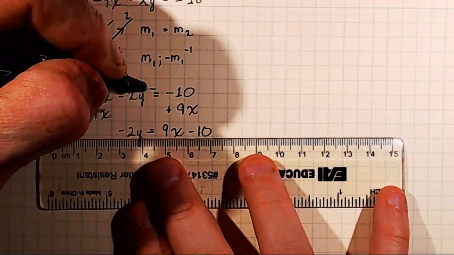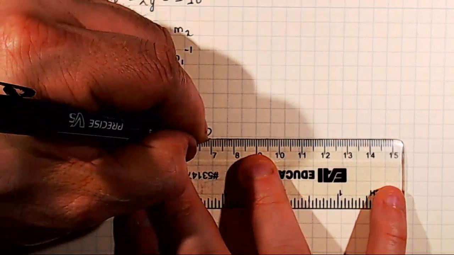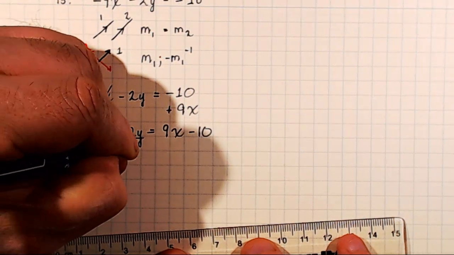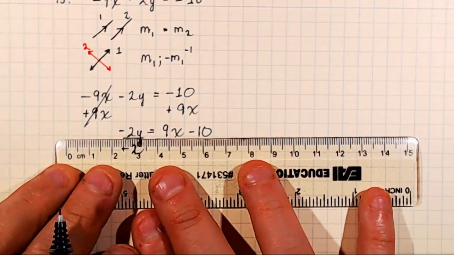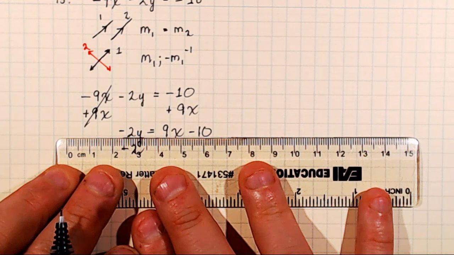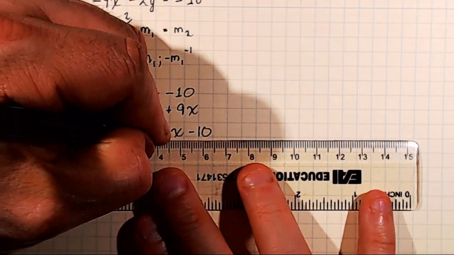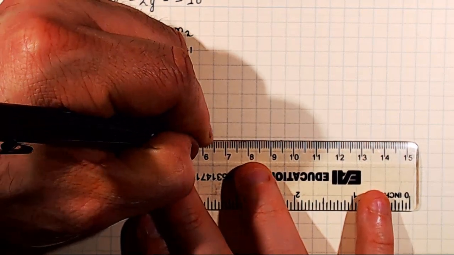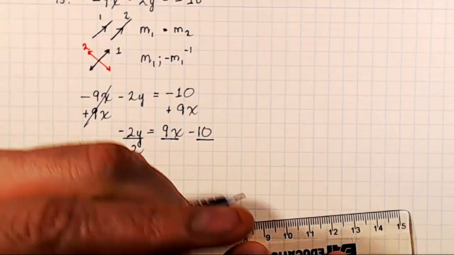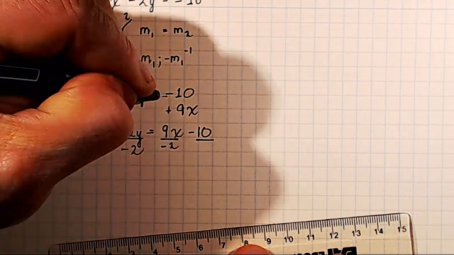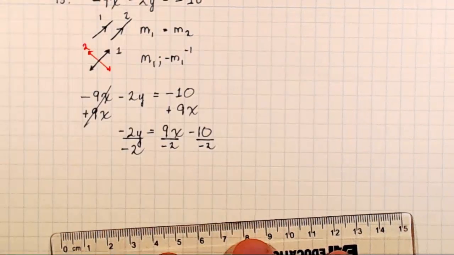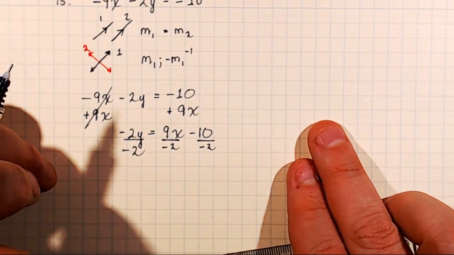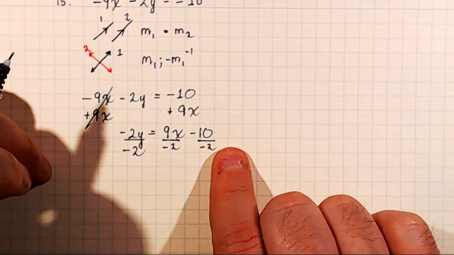Divide both sides by negative 2. And I'll show you how to do this another way than I usually do. Rather than putting a huge line underneath the right side, what I can do is just divide each term by negative 2, because that's what I'm really doing. So I'm dividing every term by negative 2, negative 2, negative 2, negative 2.